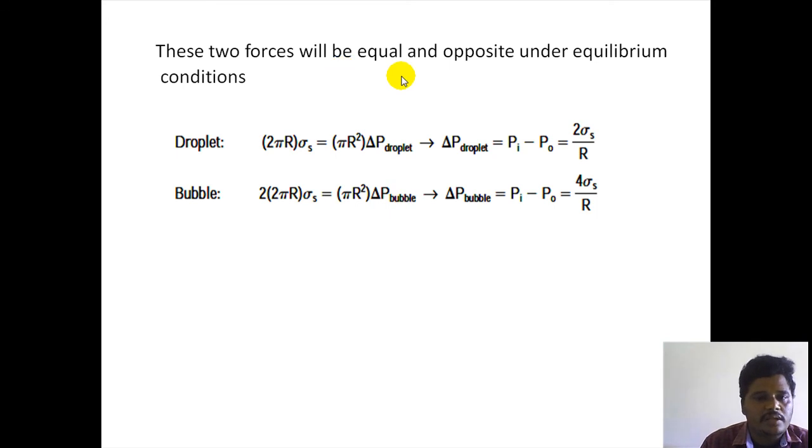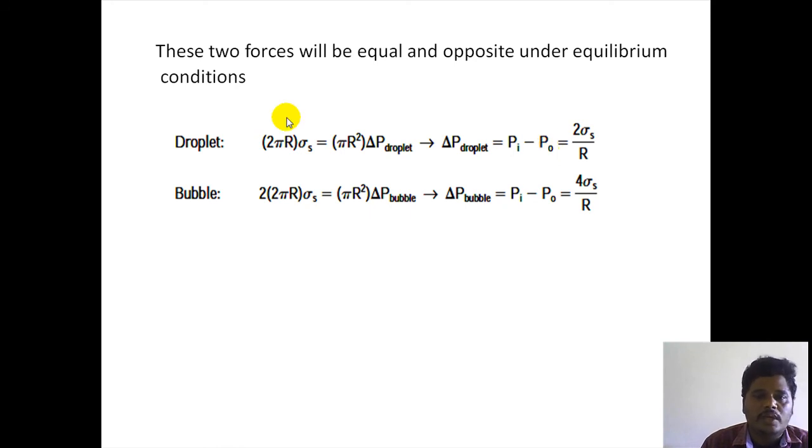That is, 2 pi r multiplied with sigma is equal to pi r square multiplied with delta P. Now delta P, the change in pressure of a droplet, is inside minus outside. By cancellation, we get 2 sigma divided by r, where sigma indicates the surface tension.